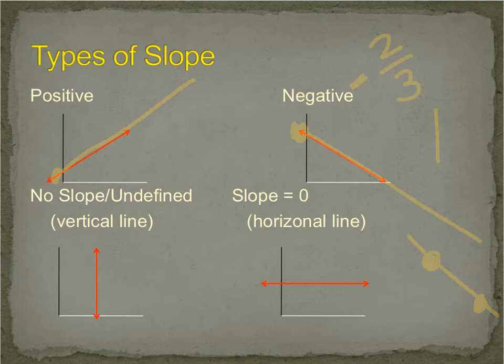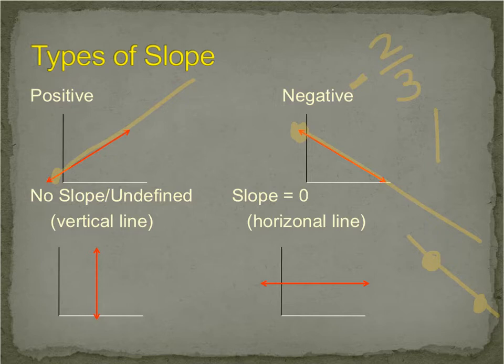Now, here's where we get confused. I don't know why. But if I have a vertical line, think about this, guys. I'm not Spider-Woman. If I walked over to that wall and tried to actually literally walk up it, could I? No, it's impossible. A vertical line has undefined slope. It's impossible. You can't do it.